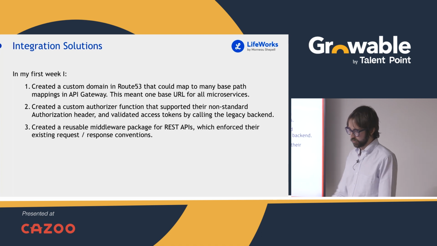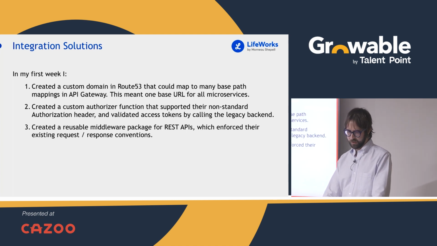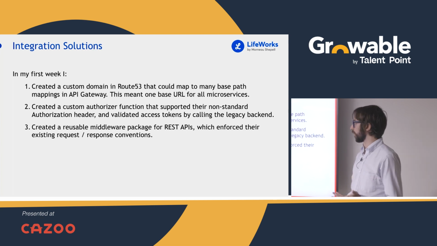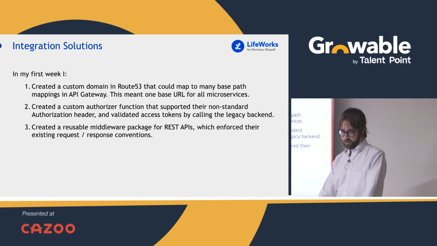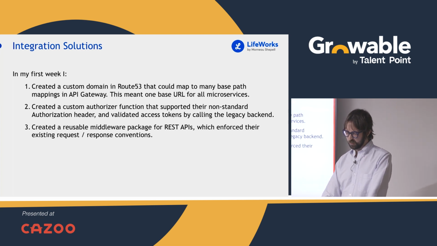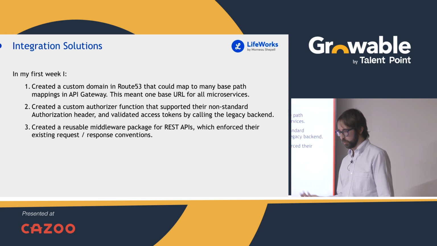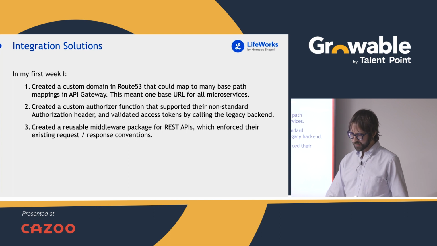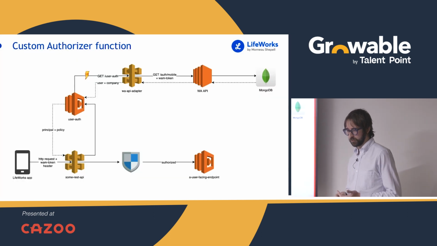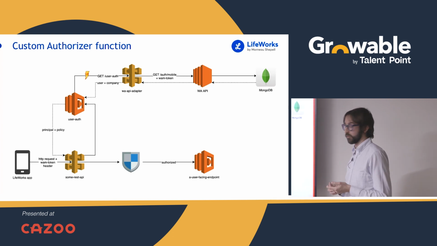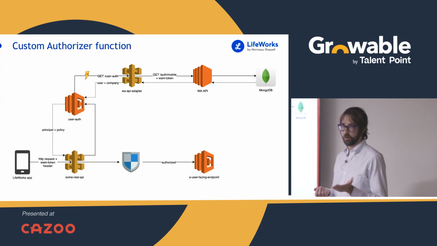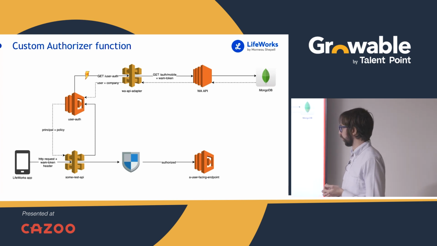So yeah, using Route 53 and API Gateway, we could have a single base address. I created a custom authorizer that hooked into the old backend and enabled us to easily auth endpoints so that everything was secure. And I just created some quick middleware for the REST endpoints that would enforce the conventions they were using. So anyone that's not sure what an authorizer is, it's just a special lambda that can perform authentication and authorization, and it's reusable across API gateways. So once you've got one, you can just reference it on any endpoints. So it's not like you're rewriting this stuff on every endpoint.